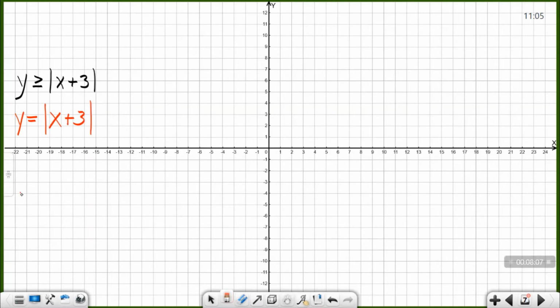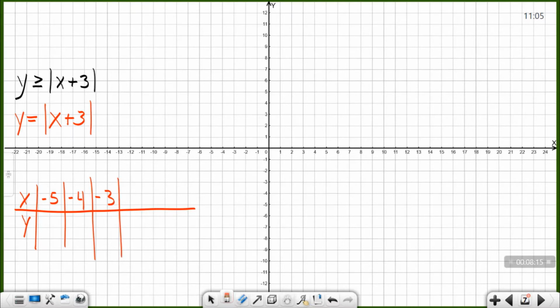You can pick your own values of x. I can set up a table here, and I can pick any values of x that I want. There's a reason I'm picking these values, but again, you can pick any values you want. We can take each of those values and plug in our value for x into our equation. I'll tell you right now, the absolute value makes everything positive when you get down to one number. That's just a reminder of how absolute value works. So if I plug in -5, I'm going to simplify this by going -5 plus 3 is -2.